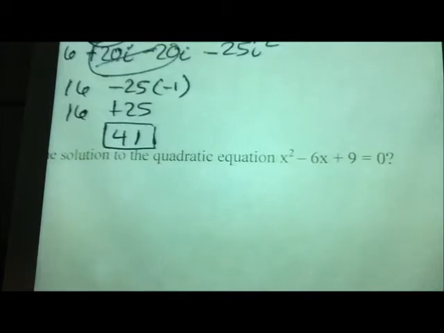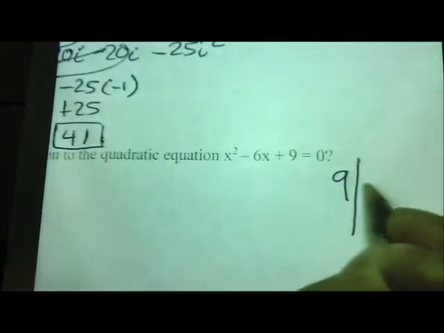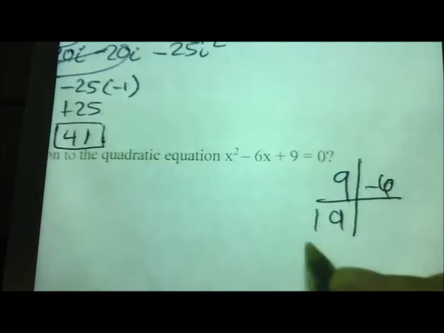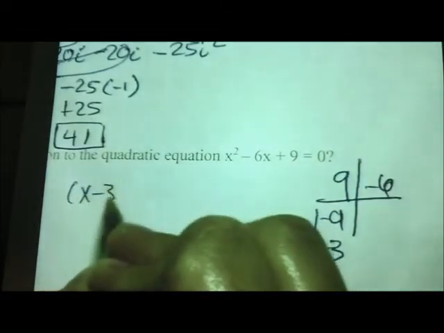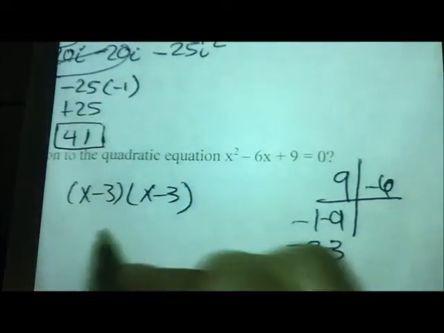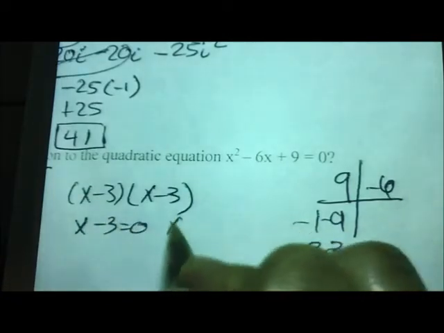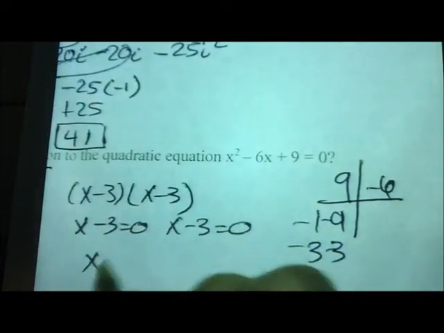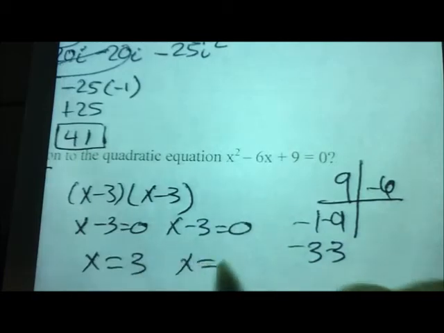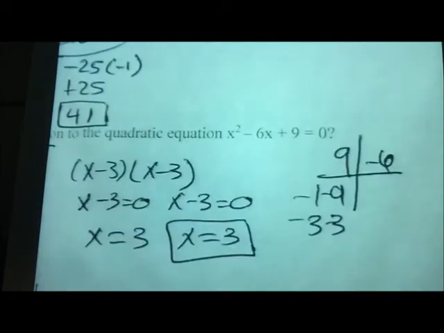What two numbers multiply to 9 but add up to a negative 6? 1 and 9, 3 and 3. They're both negative, so I have x minus 3, x minus 3. Since they're asking for a solution, they want them equal to 0. And they turn out to be the same answer. So as long as you put a 3 as your answer, that's it, you're done.